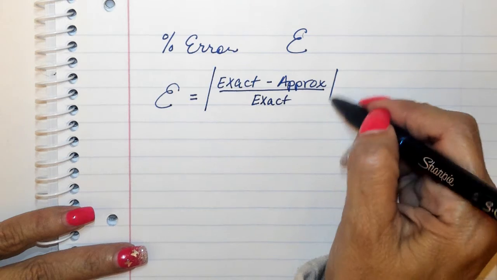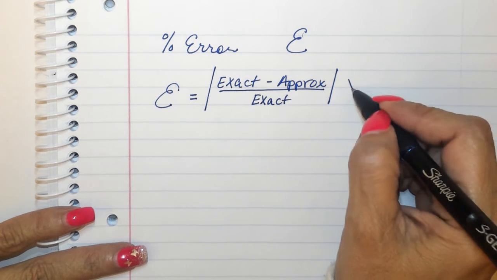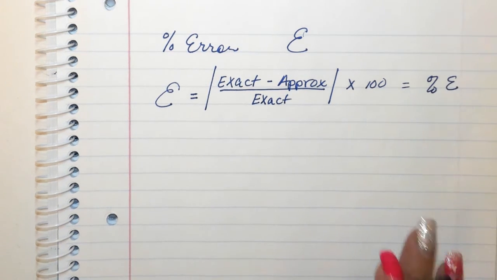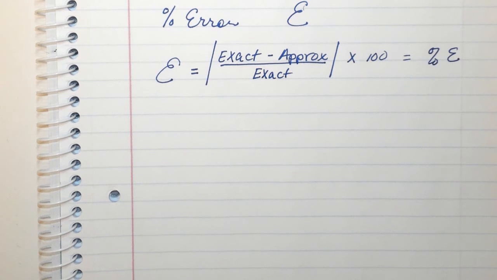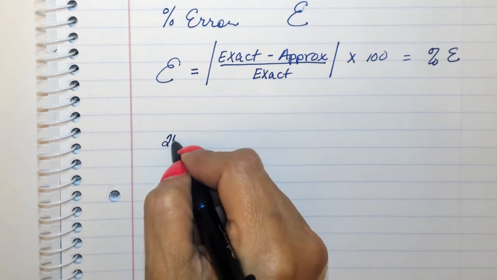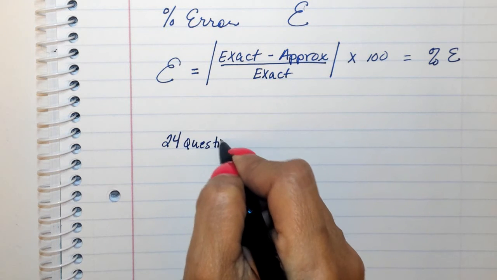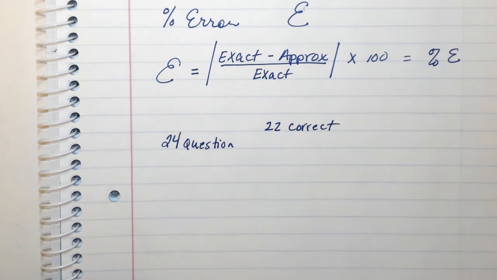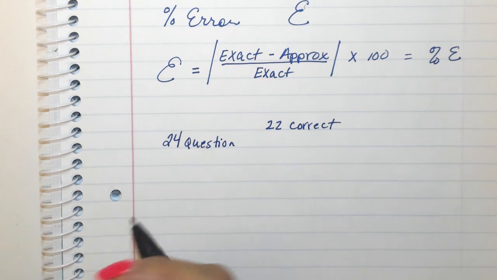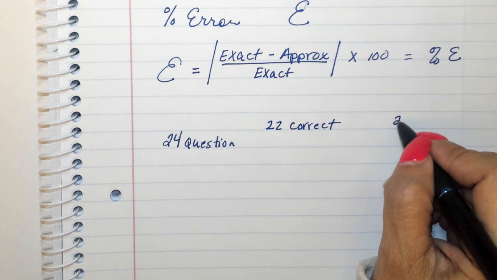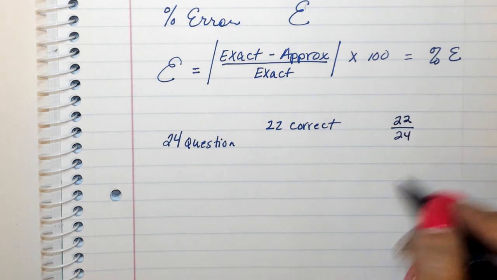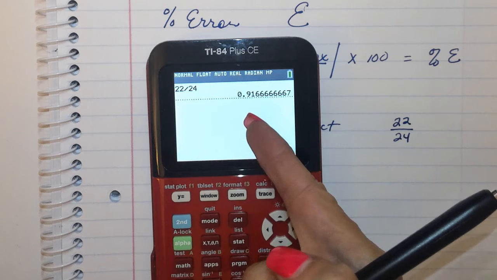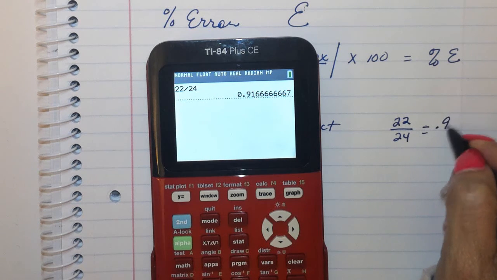Okay? Now I'm going to give you a scenario. We take the absolute value of it and we multiply it times 100. And that gives us our percent error. I'm going to give you a situation that you're probably more familiar with. You take an exam. The exam has 24 questions, right? And you get 22 of those questions correct. What's your score on that exam? Like, what's your percent score? Hopefully you're thinking about it and you're saying, well, I got 22 out of 24, right? So you would take your calculator, you would do 22 divided by 24, and you would say 0.9166.